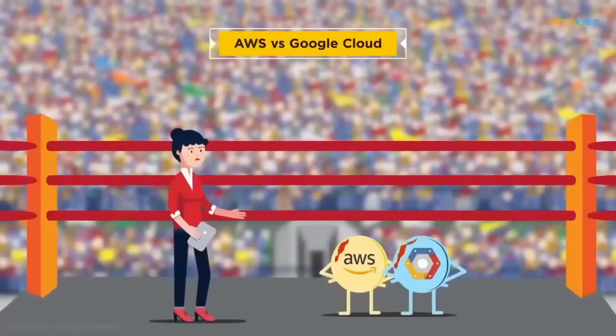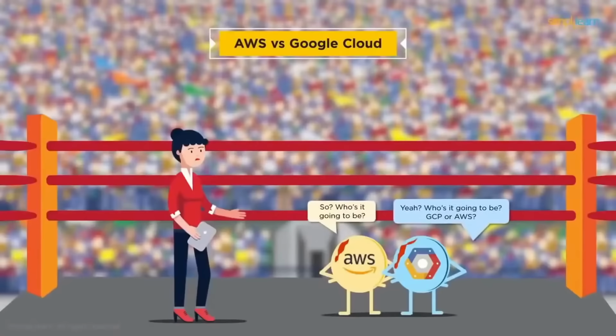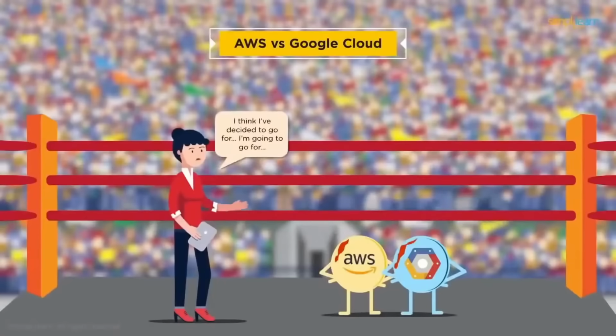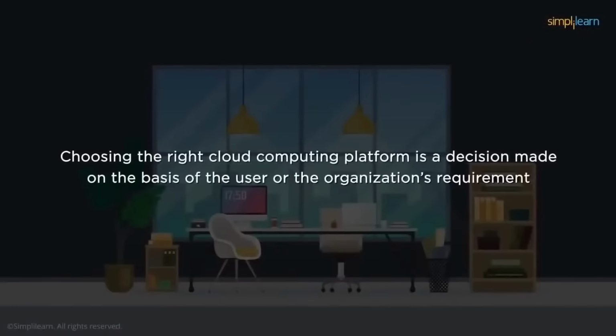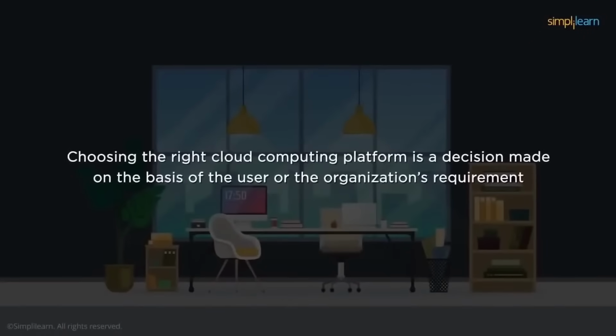Now, it's time for the big decision. So, who's it going to be? Yeah, who is it going to be? GCP or AWS? I think I'm going to go for... choosing the right cloud computing platform is a decision that's made on the basis of the user or the organization's requirement.